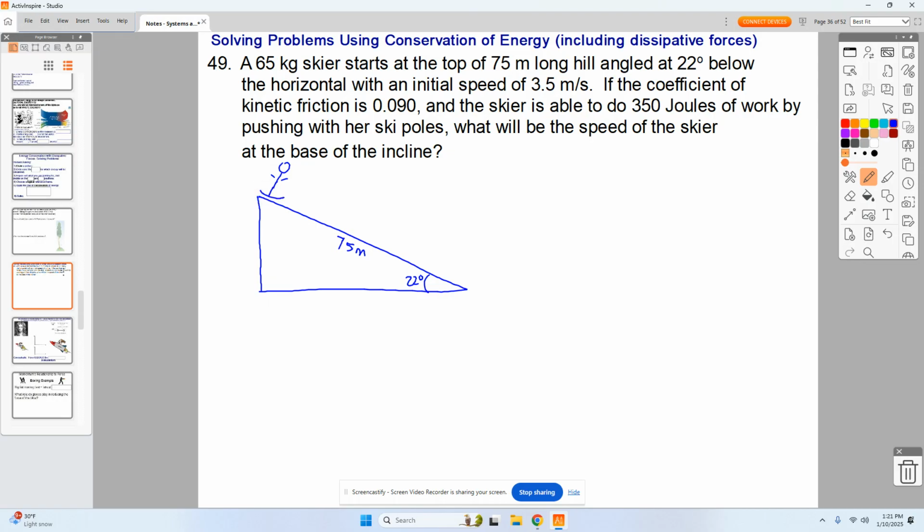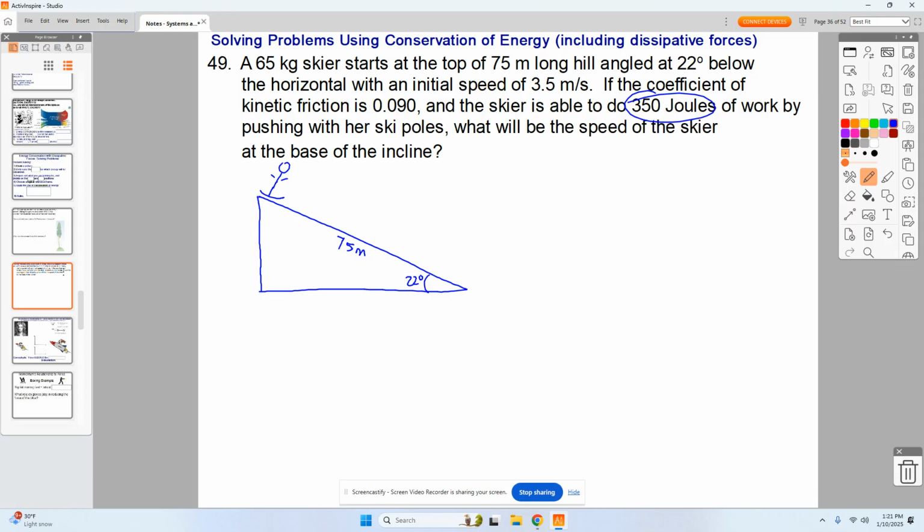But as is typical, skiers are able to do some work with their poles. If you ever watch the Olympic skiers going downhill, they often push off at the top there. In the beginning, they do a lot of pushing to try to add some extra energy. So they're able to do some work. How much work? 350 joules. So in the process of going down the hill, they can do that much work.